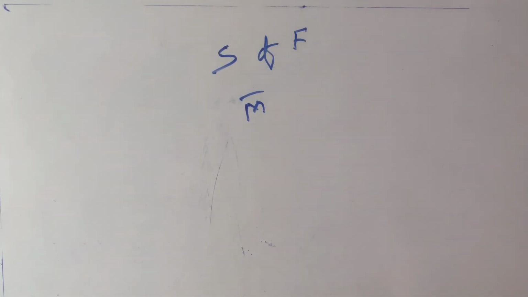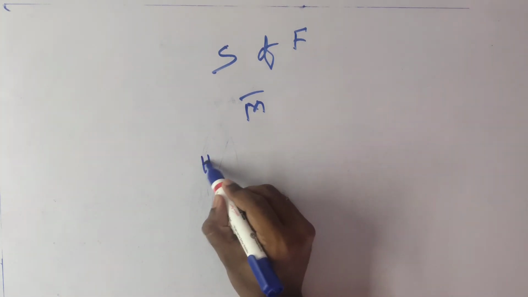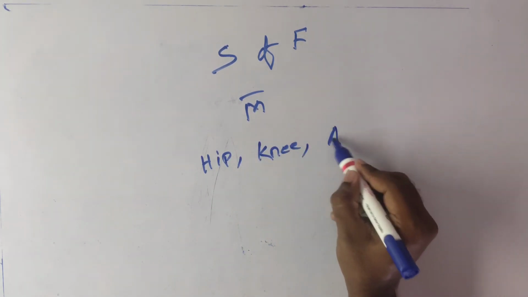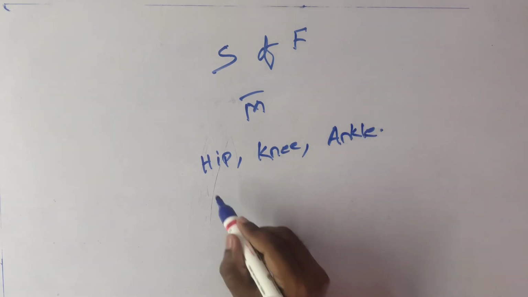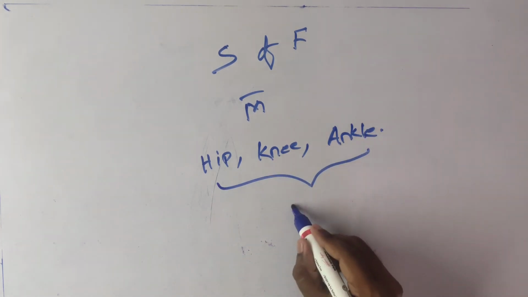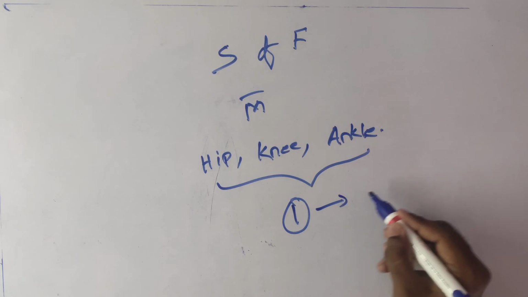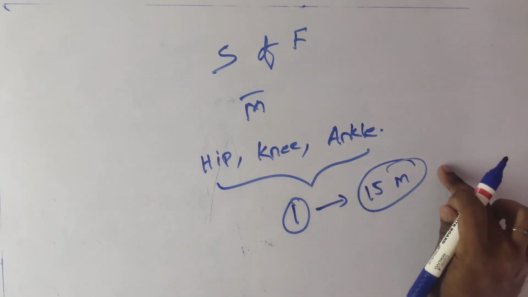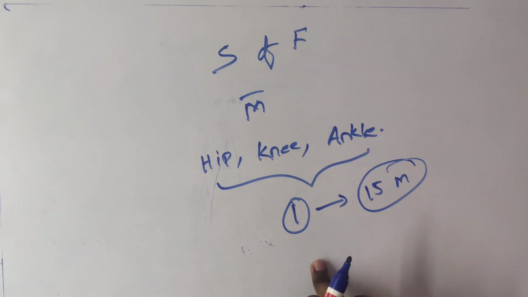Next, coming to the joints. See, in the joints, we have to refer to the hip joint, as well as the knee joint, as well as the ankle joint. In these three, one question will definitely come for the examination. These three are for 15 marks. In the examination, one question will come for 15 marks from these three. So these are the most important concepts.